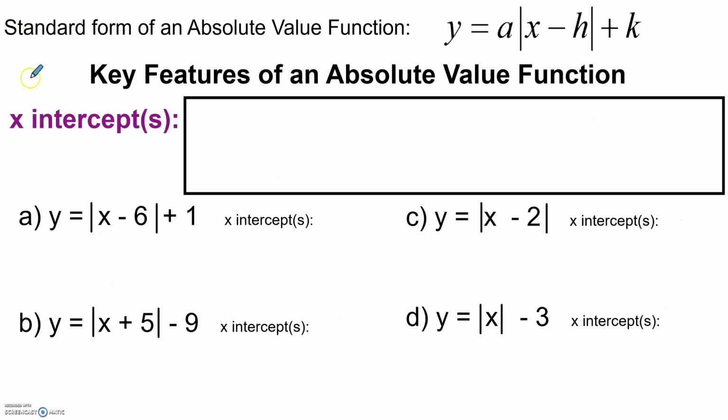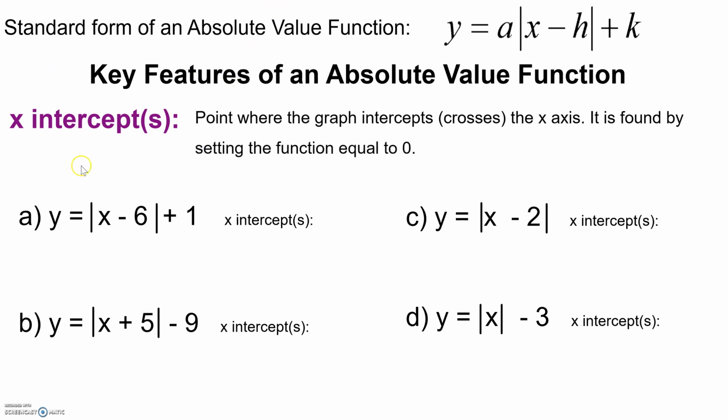The next one we're going to talk about is the x-intercepts. X-intercepts, as you remember, are the point where the graph intercepts or crosses the x-axis. It is found by setting the function equal to 0. So this is where your first lesson on solving absolute value equations is going to come in handy. So we are going to say all of our y values are 0.